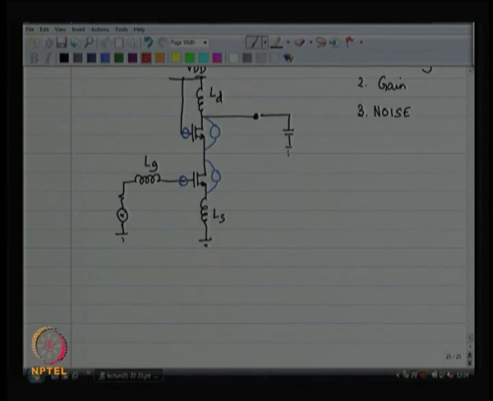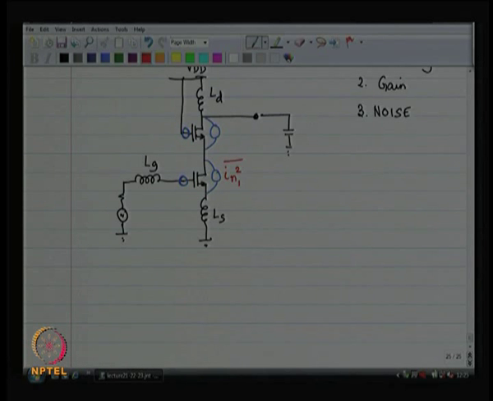Let us first look at what is most important to me. Okay, IN1 squared is in my mind going to be the most important. Let us see what the outcome of this is. So, this particular noise source is across the channel of the first MOSFET.